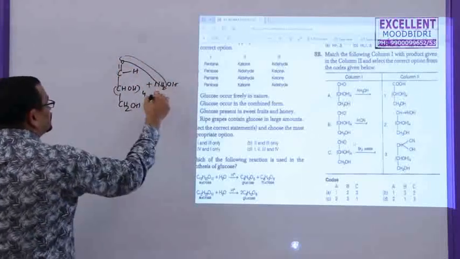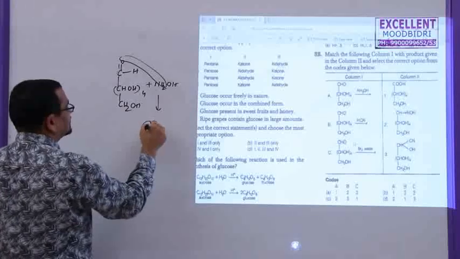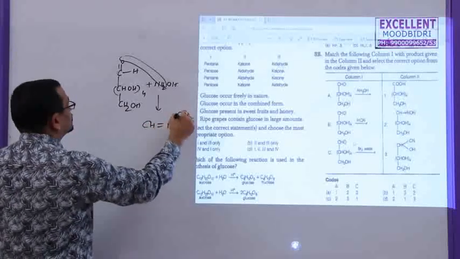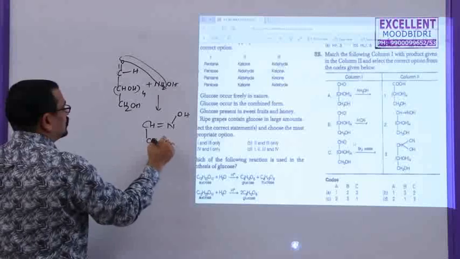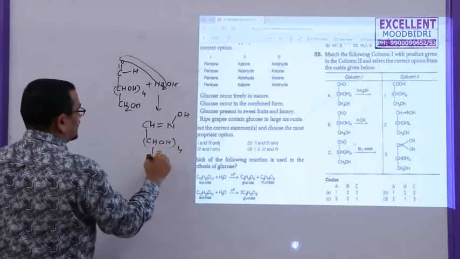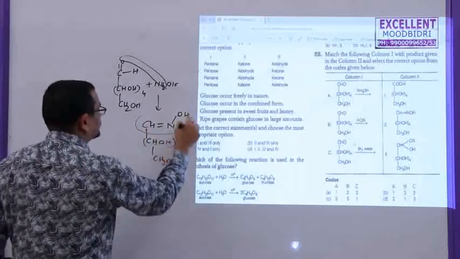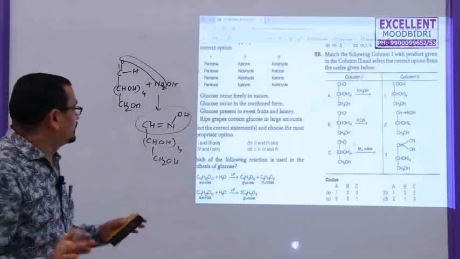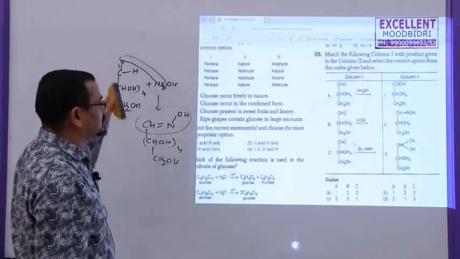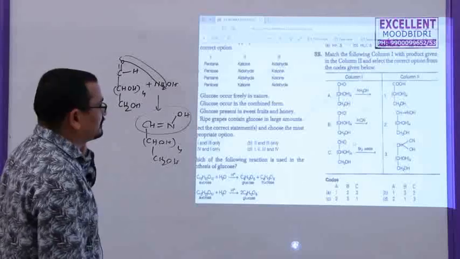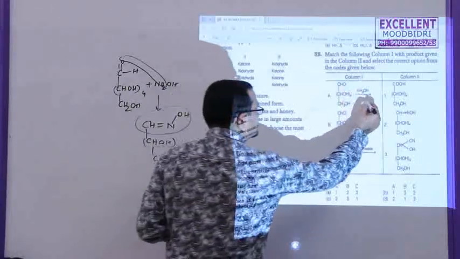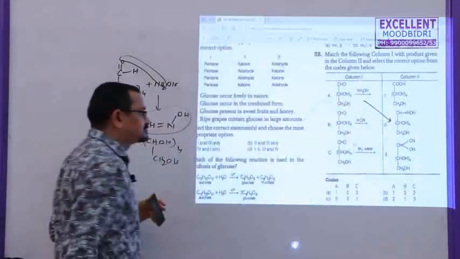So elimination of a water molecule gives a CH=NOH, CHOH taken 4 times and CH2OH. This is an oxime. An oxime will be formed, which is a property of the aldehyde functional group. So where is the formation of oxime? So A maps to the second molecule.